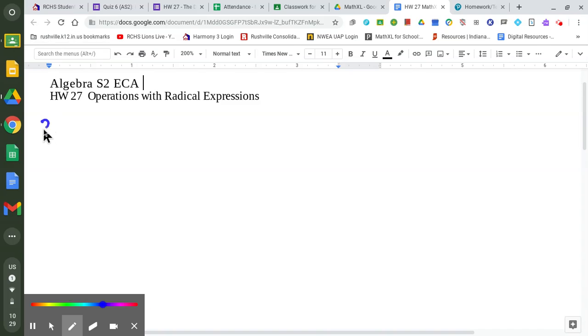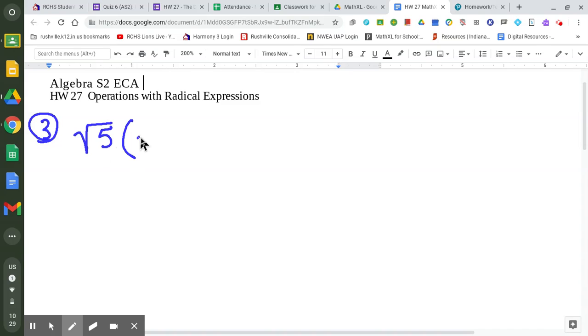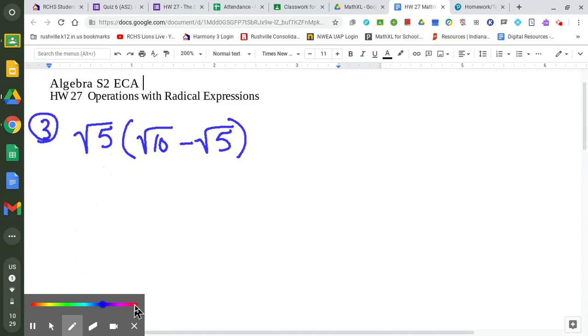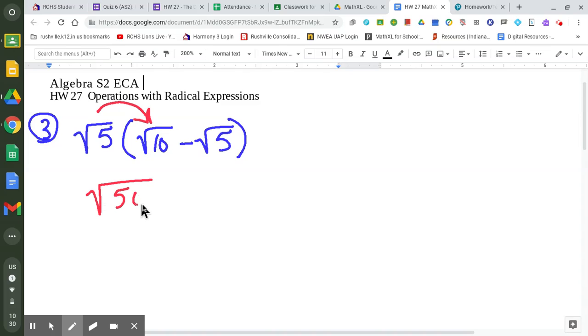Number 3, we have some parentheses, so we are going to have to do some distributing. So the square root of 5 times the square root of 10 is the square root of 50. And then the square root of 5 times the square root of 5, so we have minus square root of 25.